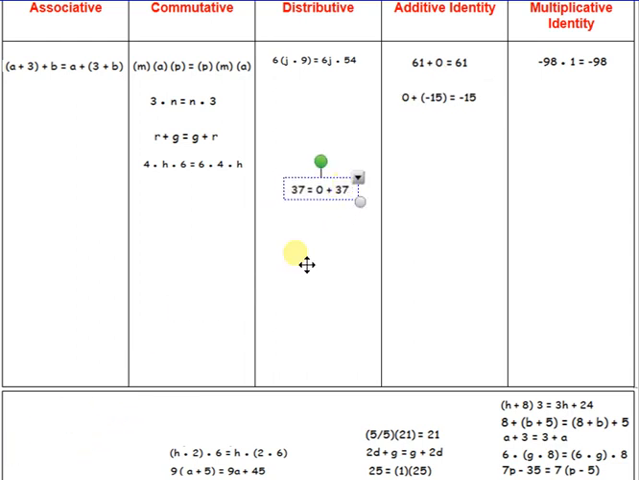Okay, what about this one? 37 equals 0 plus 37. That's again the additive identity. Anything plus 0 is itself. Let's take a look at this one.